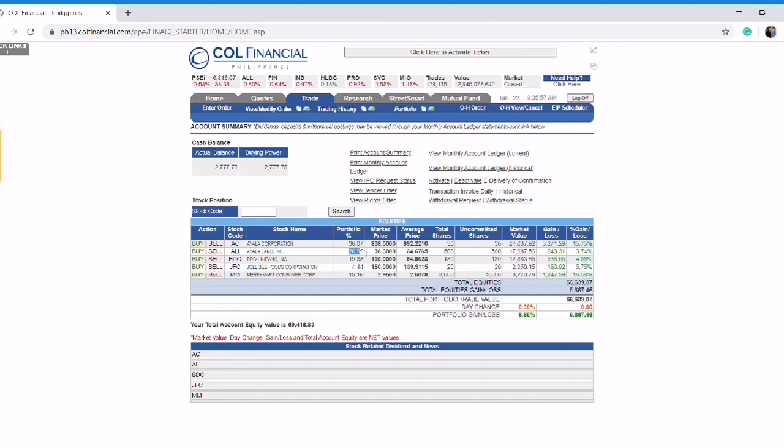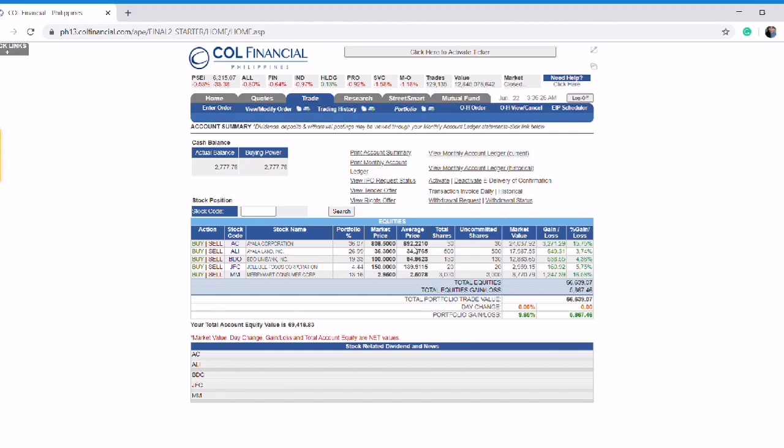Okay? And then, ito naman yung market price natin, ito yung price sa market. Yung average price po, dati po is 645 ko lang nabili ang Ayala. Pero nagdagdag ako ulit ng 10 shares. Nabili ko siya ng 785 kung hindi po ako nagkakamali. Kaya naging 692 po siya.